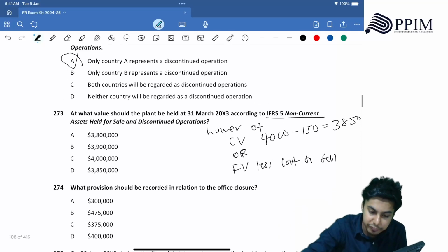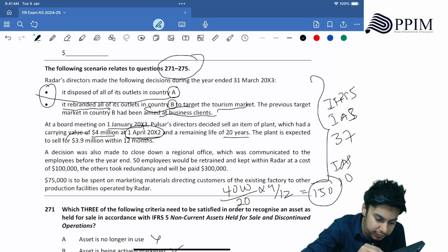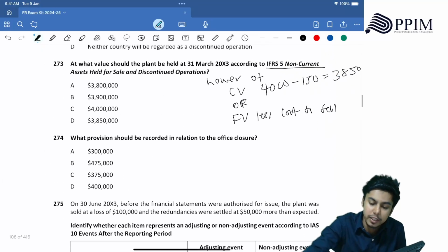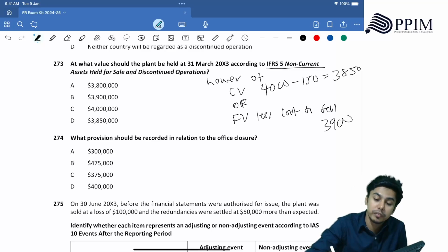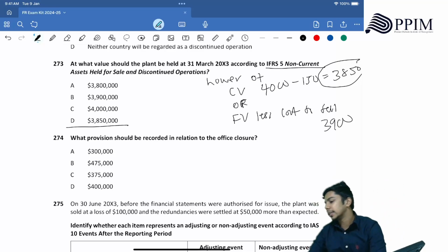Next one, guys, fair value. What's the fair value of this one? The plant is expected to sell for 3.9 million. So that's the fair value, right? Okay, 3,900. Now, guys, what does the standard say? We have to always go for the lowest out of these two. So therefore, guys, the answer will be 3,850. That's your answer.